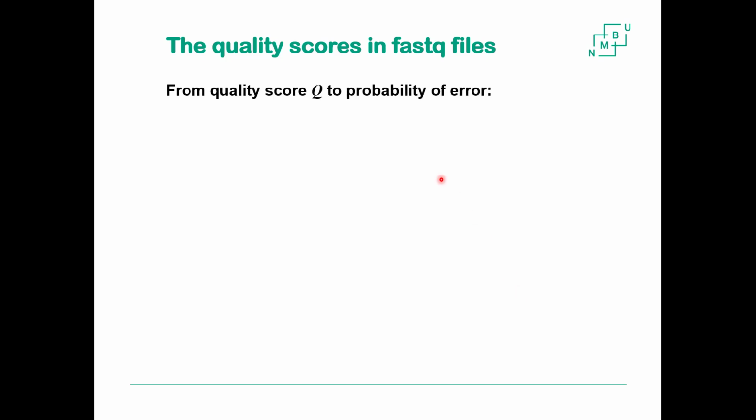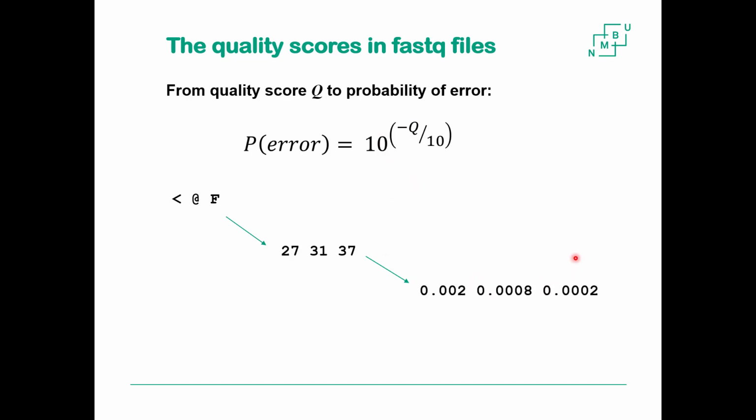From quality score Q to probability of error, it's this very simple formula here. The probability of error is 10 to the power of minus Q divided by 10. So you can see that again we have these 3 symbols. We know that we can turn them into the quality scores, the Qs, right? And then we can just plug each of the Qs into this formula here and get these probability values. So this is actually the way from the single letter symbol to these numbers here.